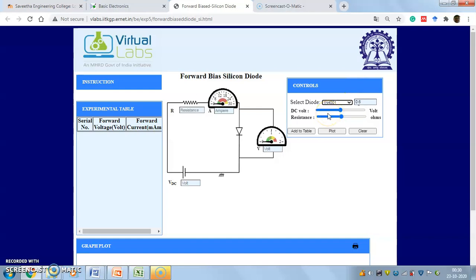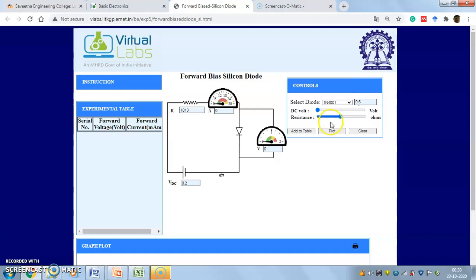First we have to set the DC voltage. Here the DC voltage varies from 0 to 5 volts. Now you can set the voltage, 0.2 is the minimum voltage. First we have to fix it, and then we have to fix the resistance value. You can adjust this point and vary the value of resistance. You have to fix it at 1K, approximately 1000.